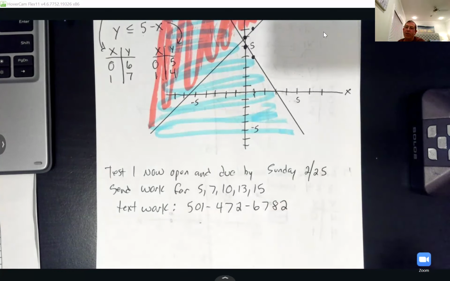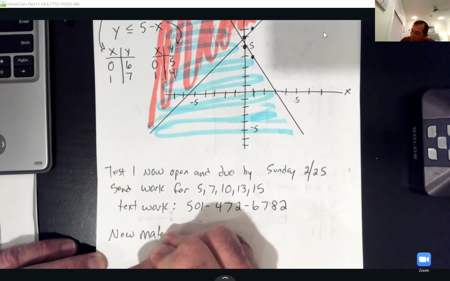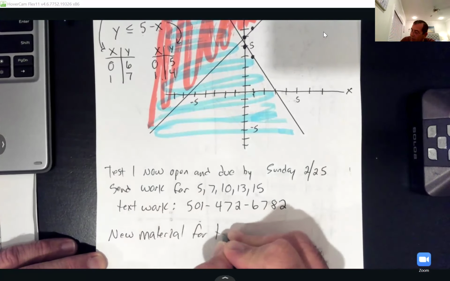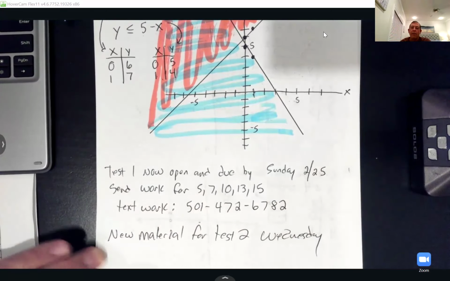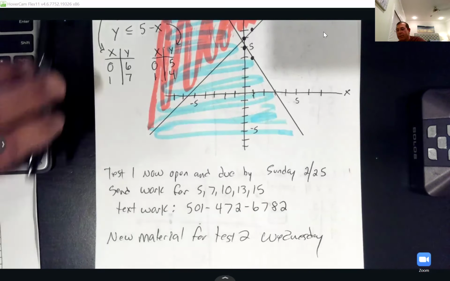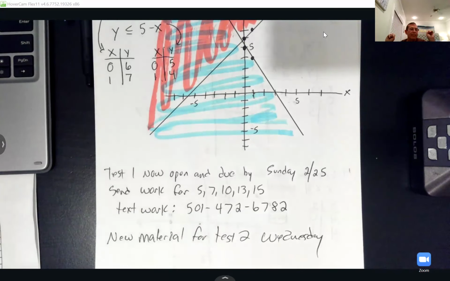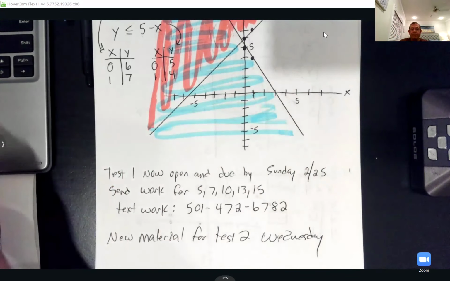Now, you can wait till Sunday to do it, but we will start test 2 material on Wednesday night. So new material for test 2 on Wednesday. Now, it won't be nothing major. It's just a minor assignment just to get us into test 2 material. But it's not bad because I wanted y'all to do good on this test, okay?